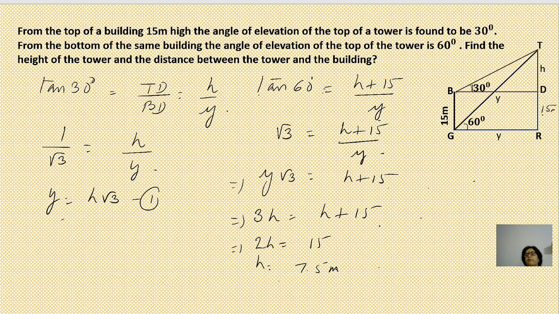Now 7.5 meters is only this distance. So the total height of the tower will be equal to H plus 15, that is 22.5 meters. So this was the first solution. Second solution that they have asked is, find the distance between the tower and the building. So Y is the distance between the tower and the building.